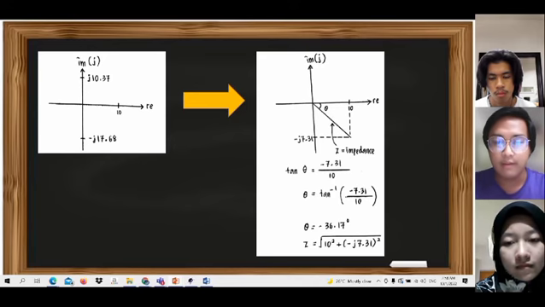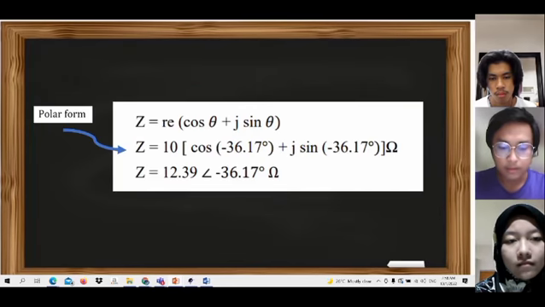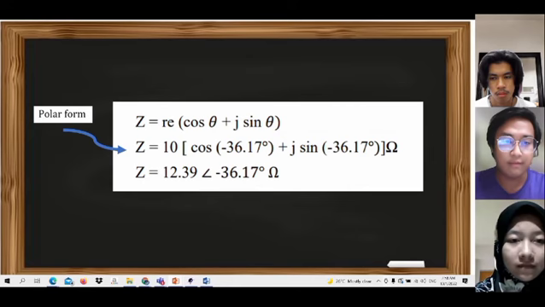After we find the theta, we need to find the magnitude of the impedance using the Pythagorean theorem: the square root of 10 squared plus the imaginary part 7.31 squared. Therefore, now we can finally derive the polar form. We've gotten Z equals 12.39 at an angle of negative 36.17 degrees ohm.